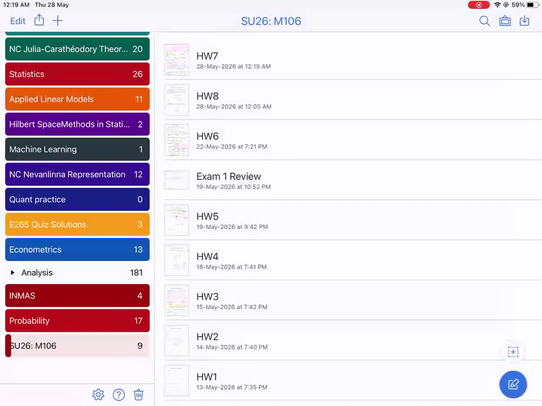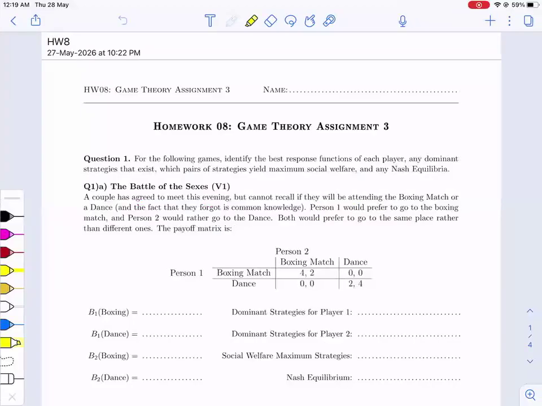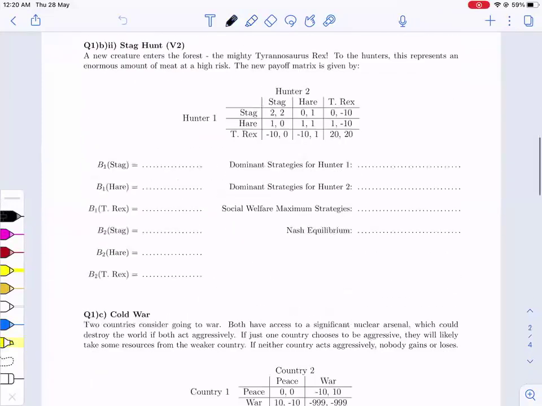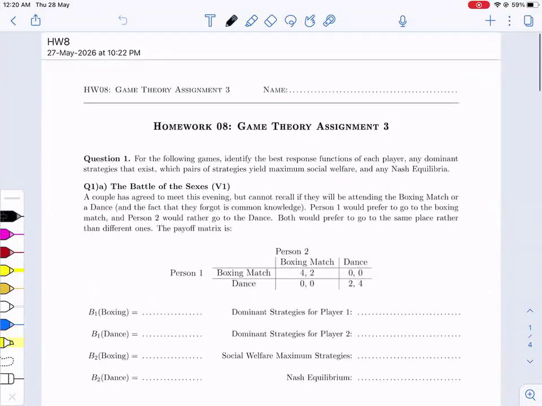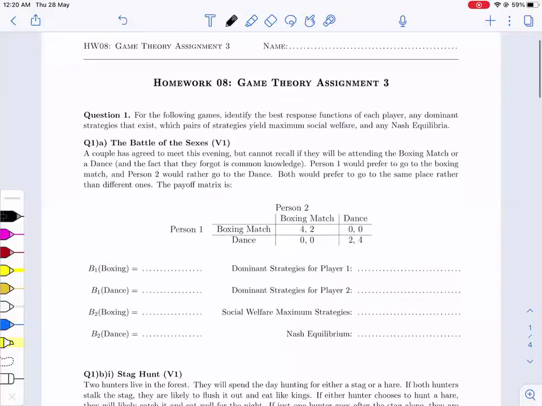Now let's move on to homework 8. The first question involves, I think, 4 games. You can read the games, they are pretty interesting, but you can also just start by looking at the payoff matrix and filling out the answers. You don't really need to read the entire paragraph, but it's interesting to do so. So I suggest you go with these games. But for now, let's just look at the payoff matrix.